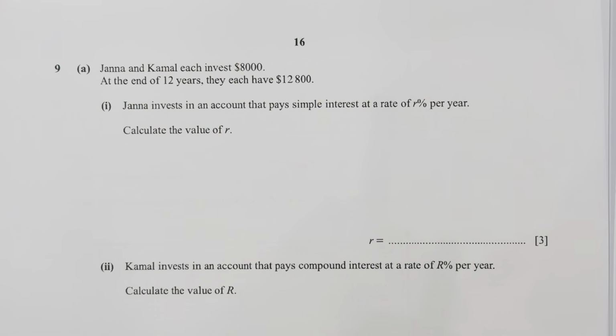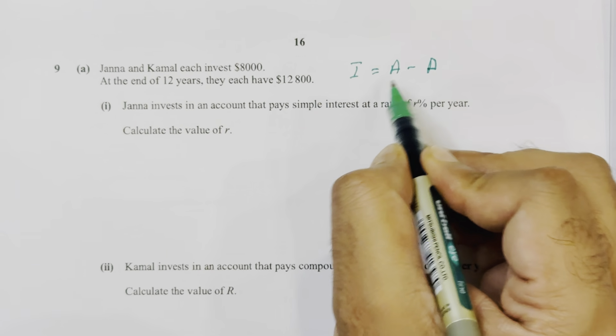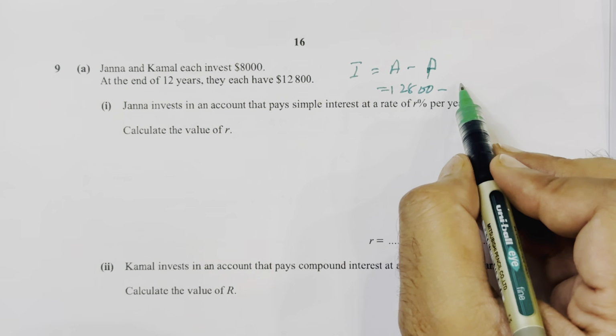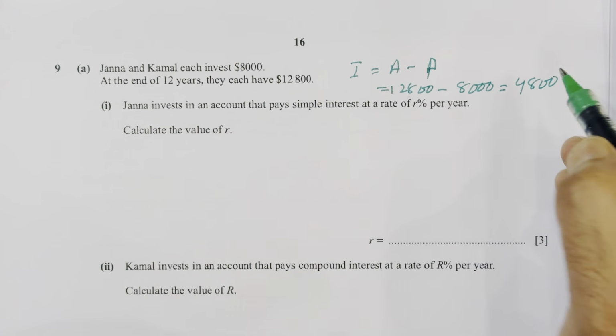Moving to question number 9. Question number 9 is that Jana and Kamal each invest 8,000. At the end of 12 years, they each have 12,800. Jana invests in an account that pays simple interest at a rate of R% per year. Calculate the value of R. So first we can find the interest, that is equal to A minus P, and the value of amount is given, that is equal to 12,800, and the principal amount is also given, that is equal to 8,000. So the value of interest is equal to 4,800.